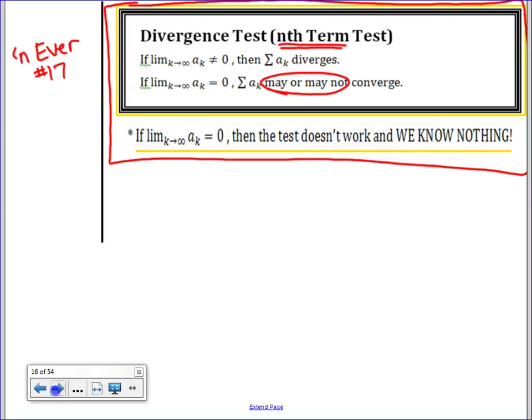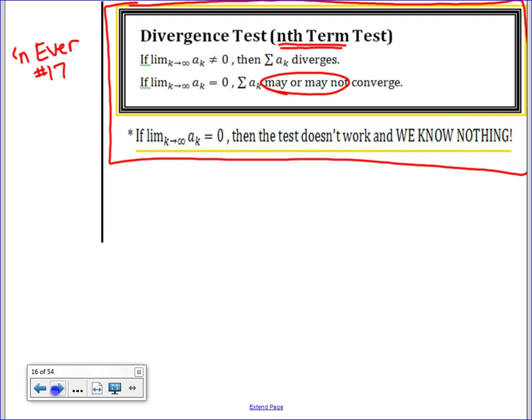That's why it's called the divergence test. It's not called the convergence test, it's called the divergence test. It can only prove divergence, it cannot prove convergence. It proves maybe, but maybe doesn't prove anything, right? We're getting 2 examples. This is endeavor number 17.